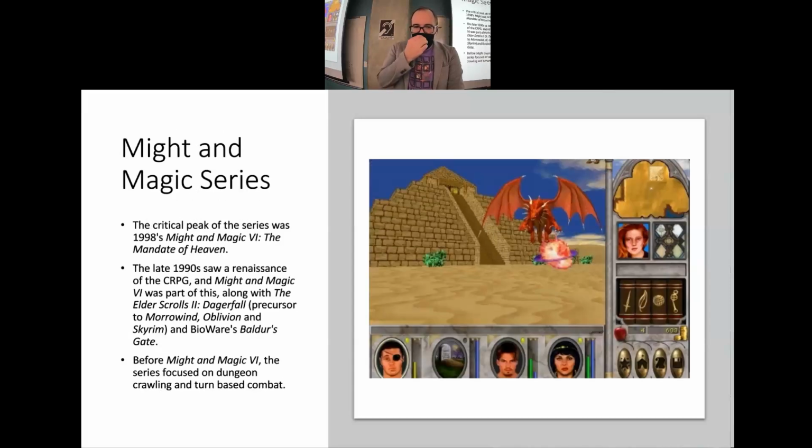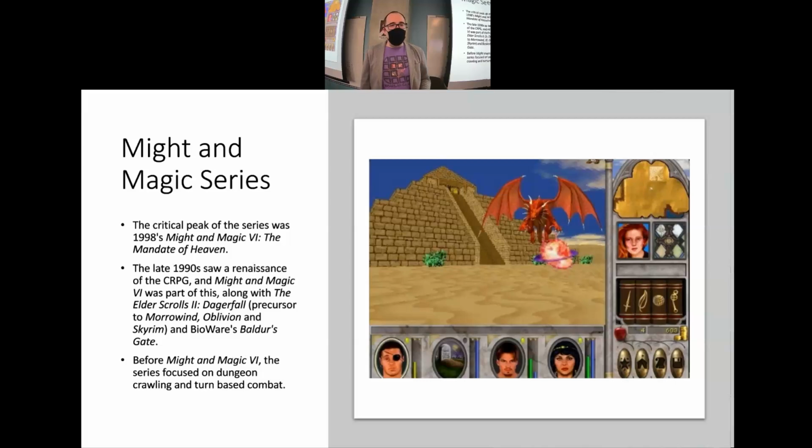All right, so probably the critical peak of Might and Magic would be 1998's Might and Magic 6. And I mention this here because it's kind of interesting. We see this renaissance of the CRPG in the late 1990s. And it's important to point out because the first-person shooter that I just got done talking about just came in the early to mid-90s and just dominated everything. That was the only thing that mattered on the PC. Fortunately, in the late 90s, the RPG sort of saw a comeback, right?